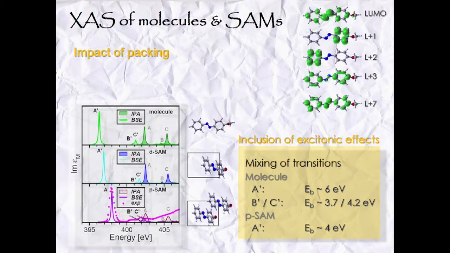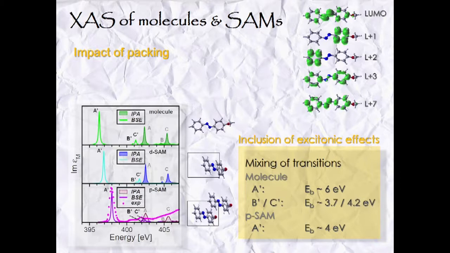And you can clearly see that if you go from the single molecule to the packed structure, these peaks shift. And this is an indication for the molecules talking to each other in the excited states. So now, in the excited state, the Bethe-Salpeter equation goes away from the independent particle picture and mixes the transitions, forming these strong excitonic peaks, A prime and so on.